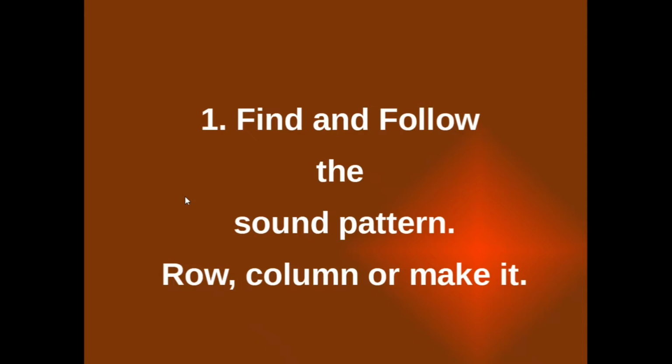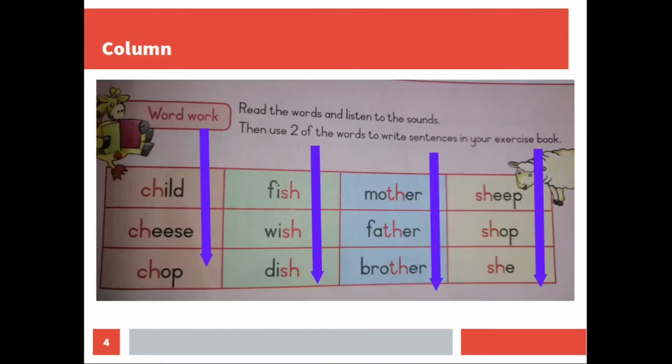The sound pattern can be a row, a column, or you start making it. For example, here it's child, and then cheese, chop. So the pattern is in the column. Fish has the sh at the end, and mother has the sound in the middle. And sheep. Sometimes these patterns are in columns, as in this case.